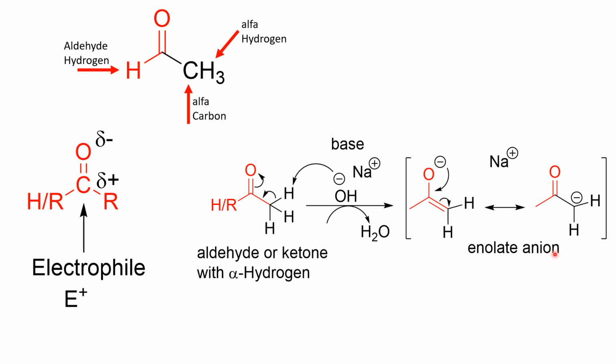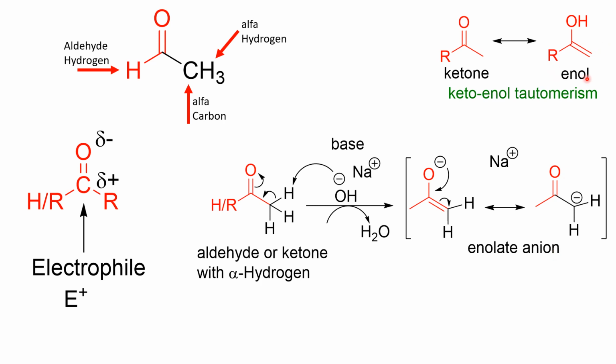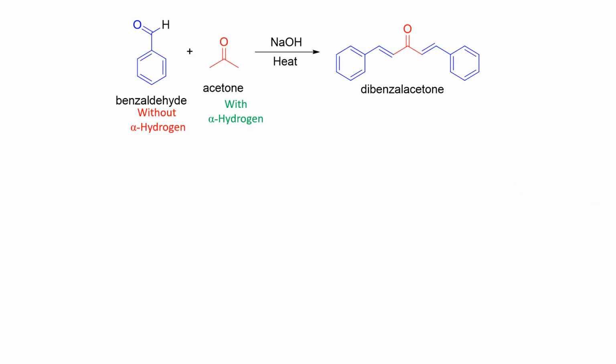The name enolate comes from enol. You guys already heard about keto-enol tautomerism. So the enolate anion acts as a nucleophile. As you know, nucleophiles should have excess of electron. So in this resonance forms, you can see that either the oxygen or the alpha carbon has negative charge. Let's jump into an example.